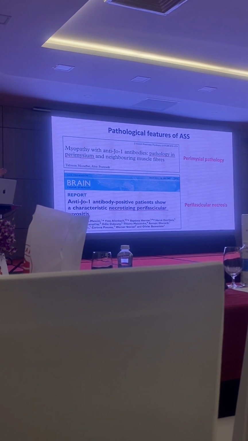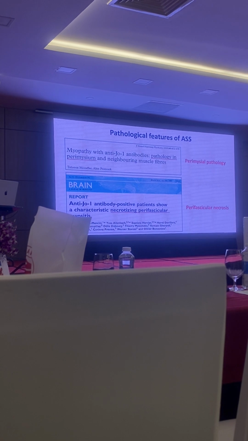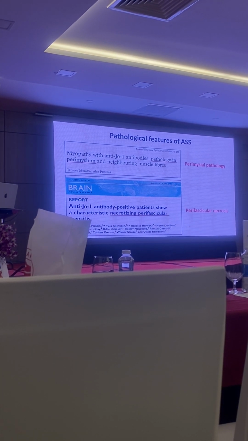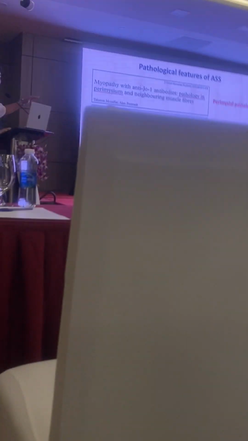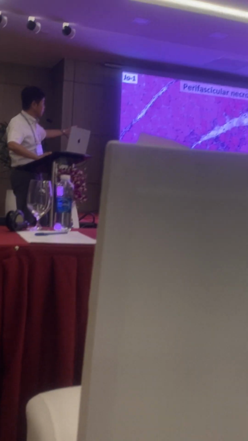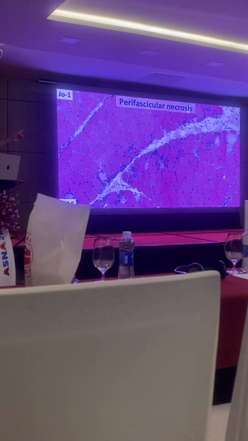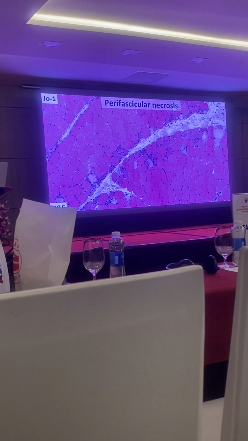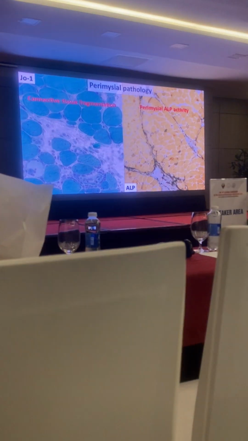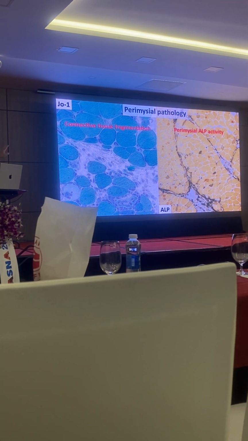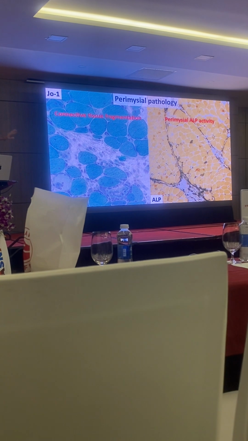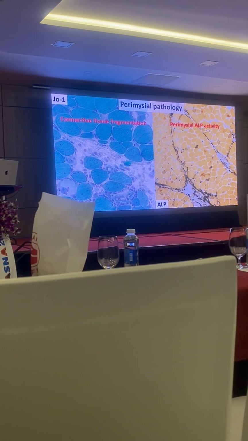And the first is pathology, we're interested in pathology. There are two main features. One is perimysial pathology, the other one is perifascicular necrosis. This is perifascicular necrosis. You can see necrotic and regenerating fibers at the periphery of the fascicles, right? And the perimysial pathology is like this. Connective tissue in the perimysium is fragmented, and sometimes we see alkaline phosphatase activity.